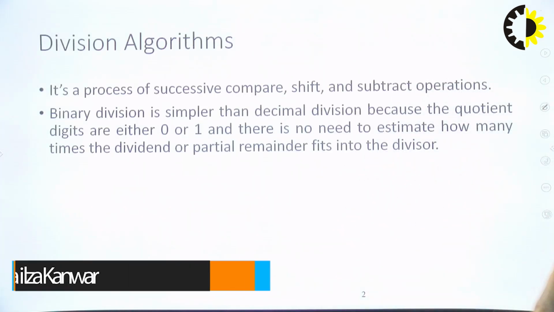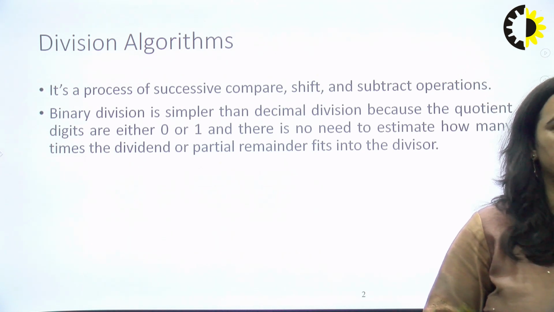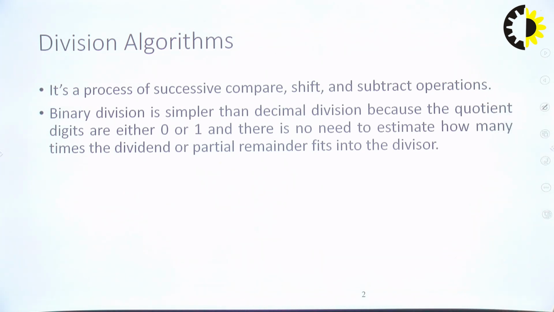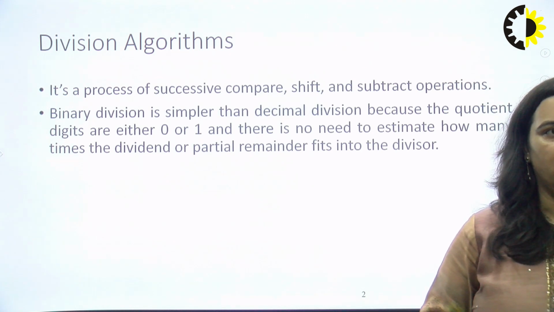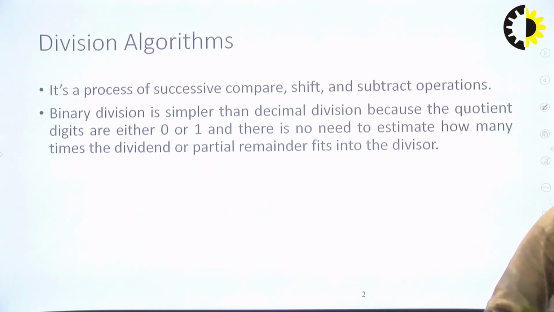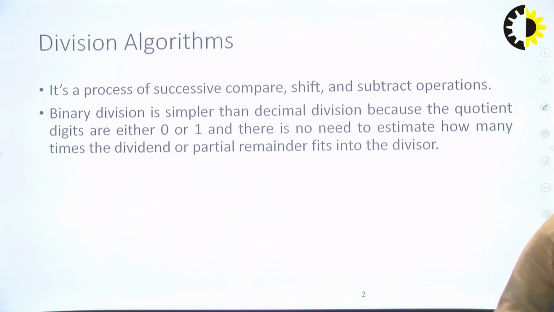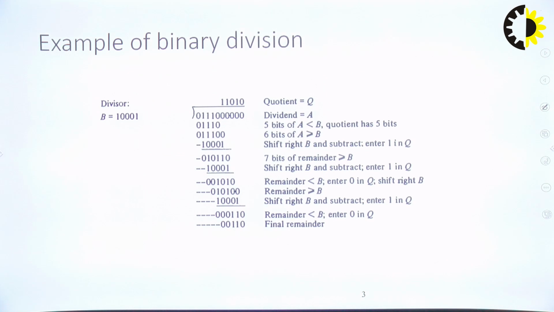So what is the division algorithm? It is a process of successive compare, shift and subtract operations. There is a recursive formula. We will do successively compare, then shift and subtract again and again. Binary division is simpler than decimal division because the quotient digits are either 0 or 1, and there is no need to estimate how many times the dividend or partial remainder fits into the divisor. So this is a simple example of binary division.